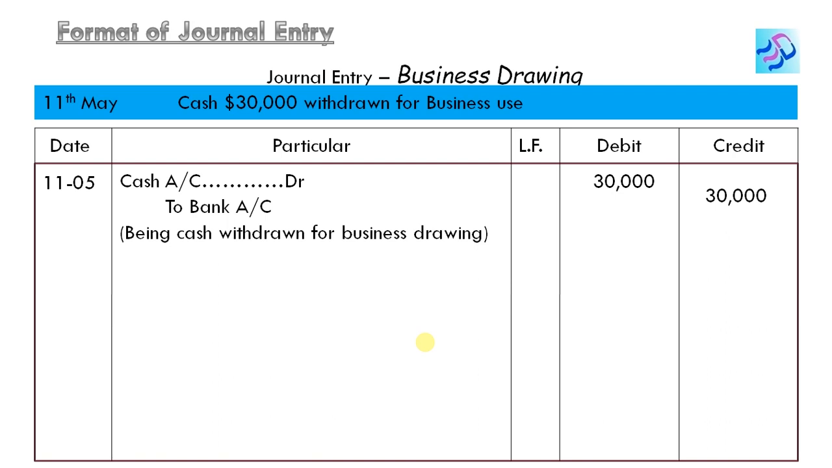For example, cash $30,000 withdrawn for business use. In this case, we have received the cash of 30,000, so cash account debit. Our bank balance, that is our asset, has decreased by $30,000, so it goes on credit side.